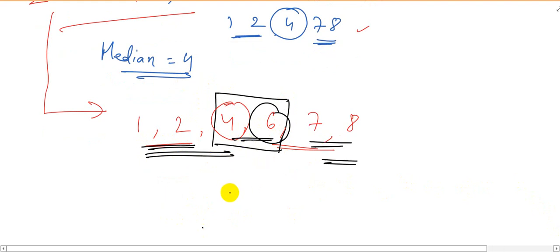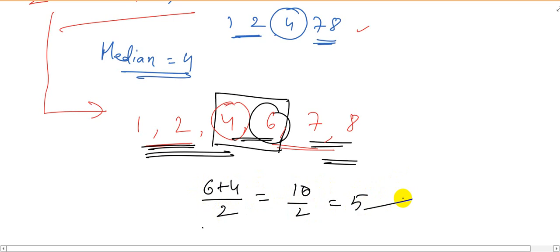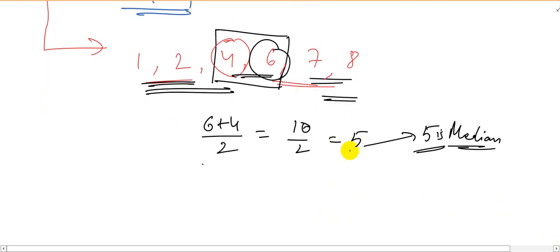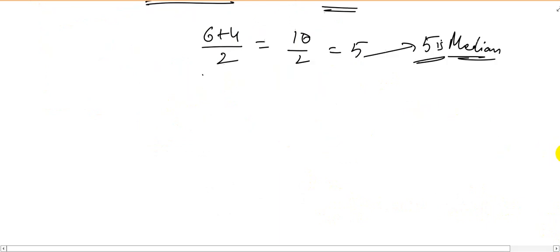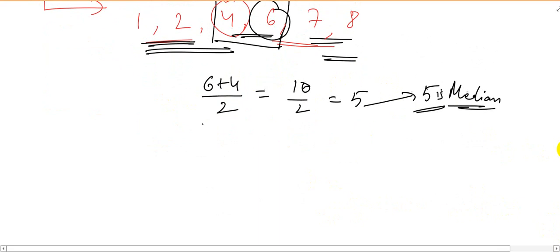But a median can't be 2 values. So we'll do a trick, or we'll use our mind and we'll just find the mean of these two values, which is equal to 5. So the median is 5, right? So 5 is the median of this data set where there is an even number of discrete data values, right? So let us try to generalize it, okay?